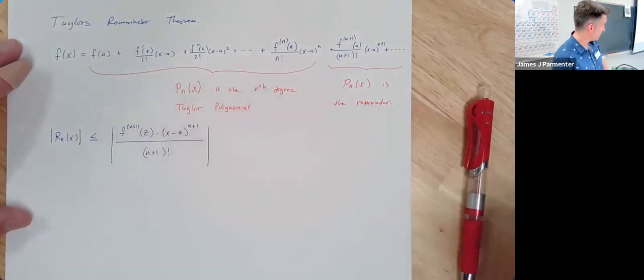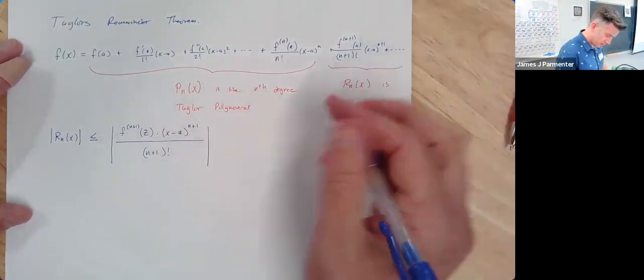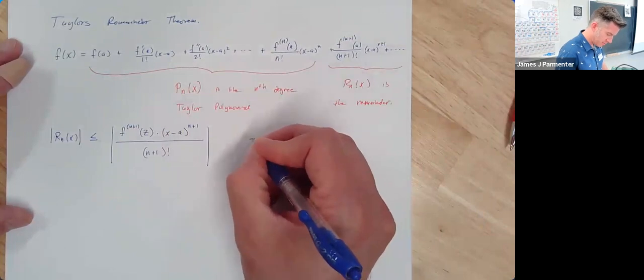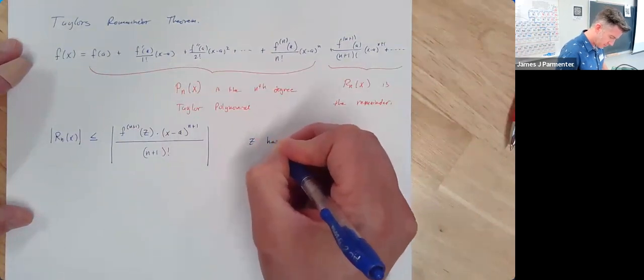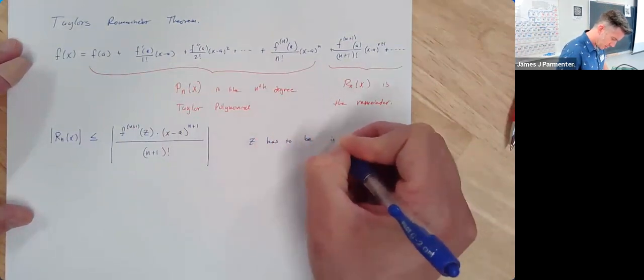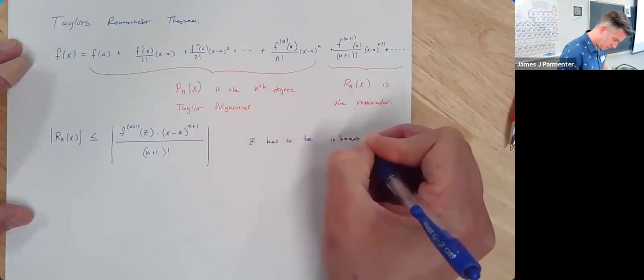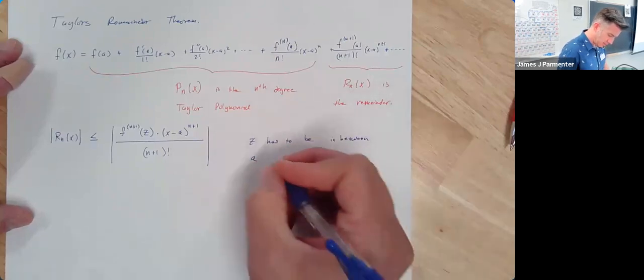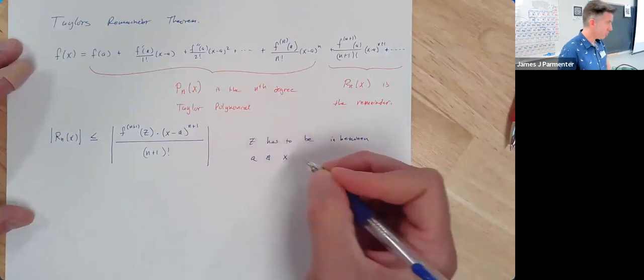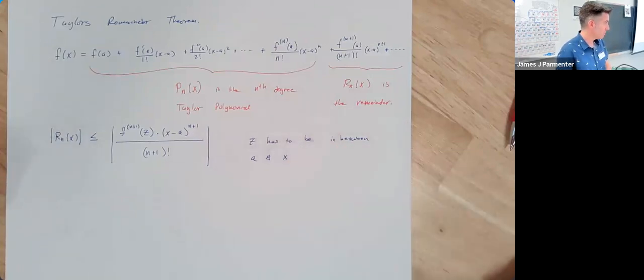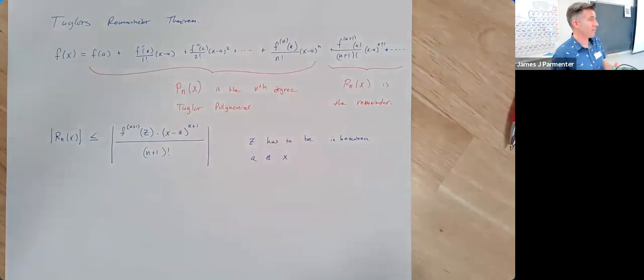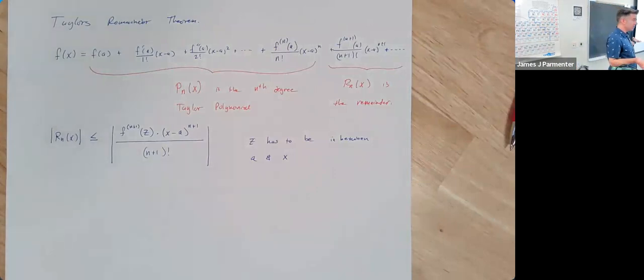And there's a condition on z. z must be between your center and whatever x value we're plugging in. And so x is going to be replaced with whatever number we're actually trying to evaluate this thing at, and then z is somewhere between. Now here's the thing. You're never going to know what z is.